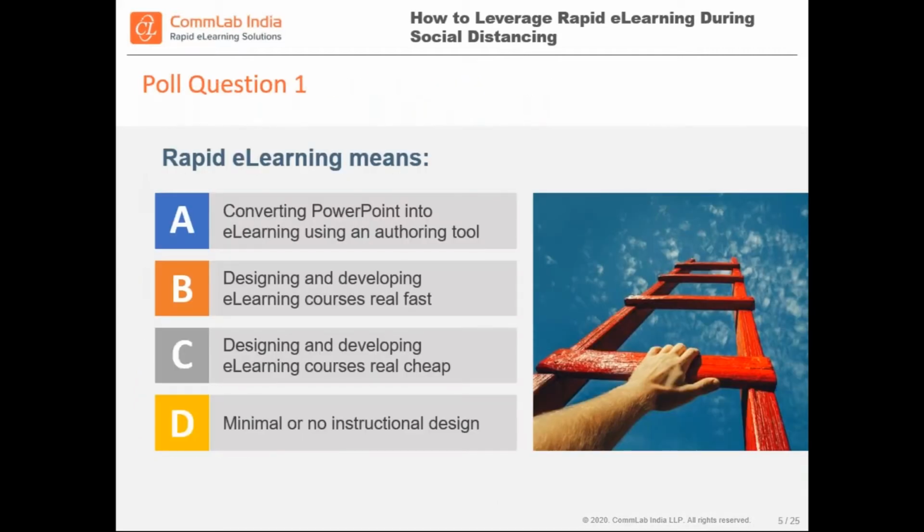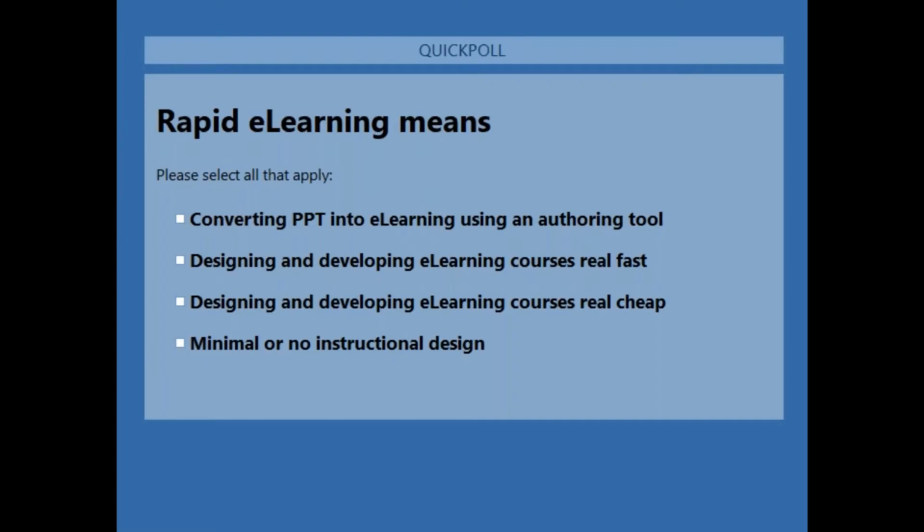All right. So this is our first poll question. Again, I'm going to ask Paulina to help me administer this poll. And the question is, rapid e-learning means, and then we have 4 options for you to choose from. So go ahead and choose the option that most corresponds with your understanding.